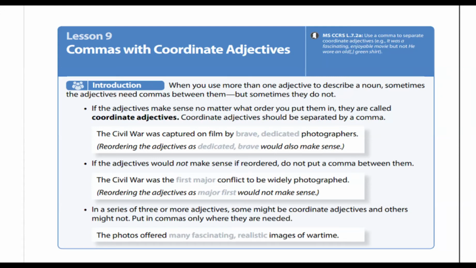Hey guys, welcome back. So today we're going to be in our Ready workbook on page 247. We're going to be doing a lesson in the very back of the workbook, actually in our language handbook. And the lesson we're going to be focusing on today is commas with coordinate adjectives.